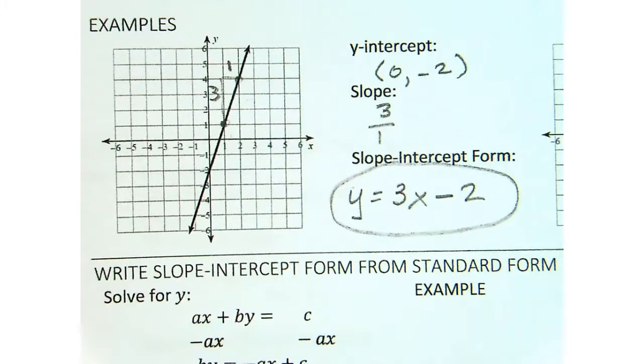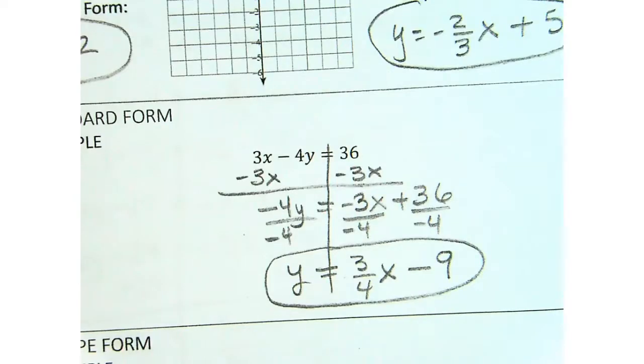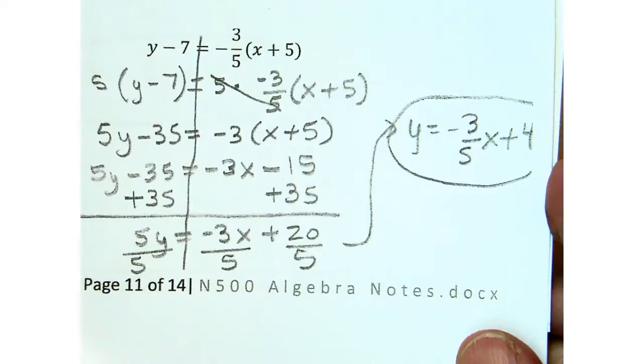In today's lesson, we first found slope-intercept form from a graph. We then converted from standard form to slope-intercept form. Finally, we converted from point-slope form to slope-intercept form. Please refer back to these notes often as you complete your homework.